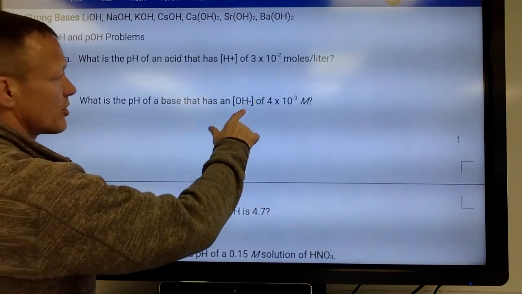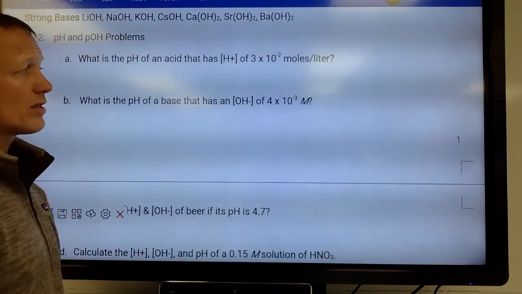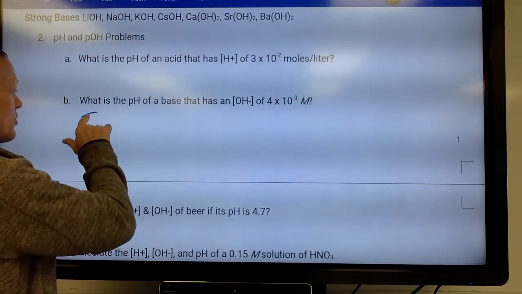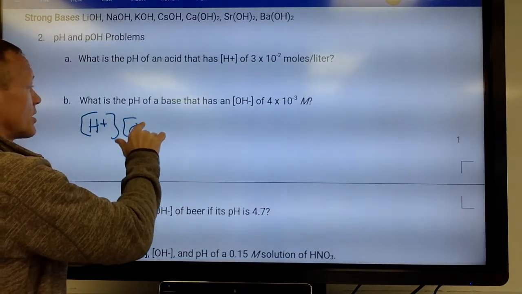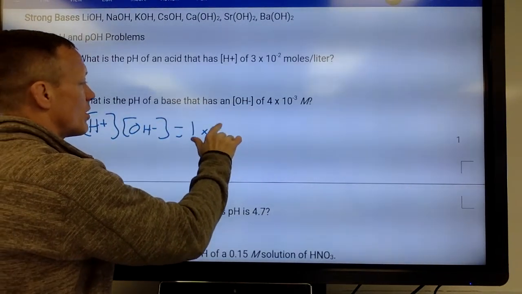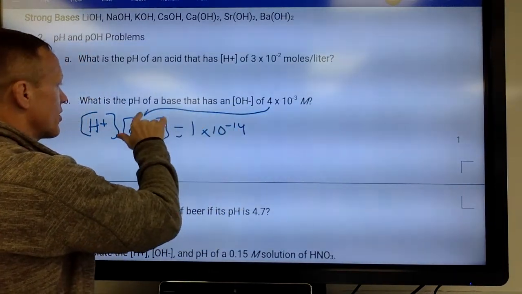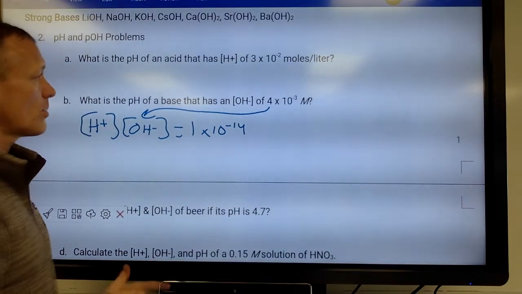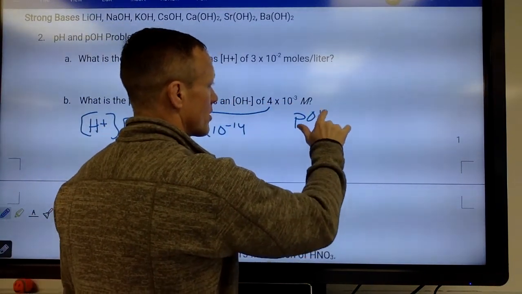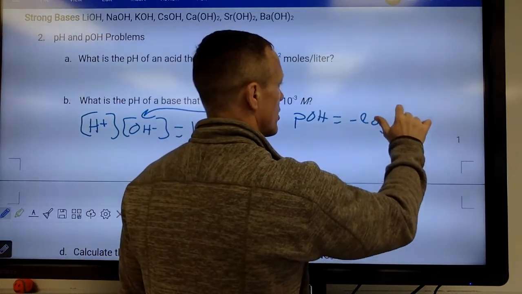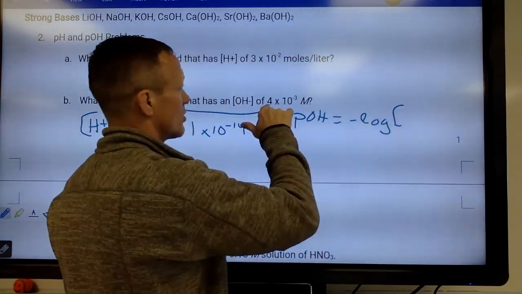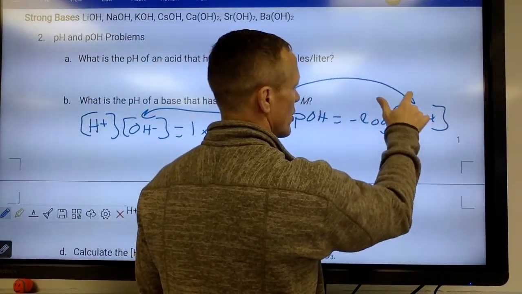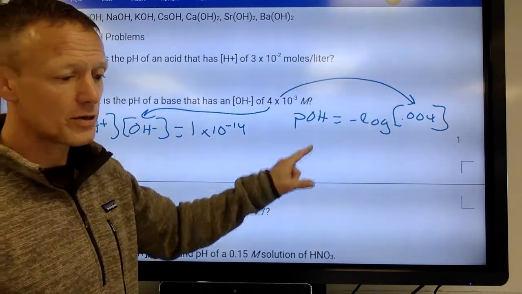What is the pH of a base? That's the concentration OH negative of that. So if I was doing this, there's a couple ways I could do it. I could use this equation, concentration H plus times concentration OH negative equals 1 times 10 to the negative 14th. I could plug this in right there and solve for H plus, and then do the negative log of that to get pH. Or I can find the pOH of this. So pOH equals negative log of the concentration of OH negative, which is 0.004 in this case. So I can plug that in there for concentration OH negative, which gives me the pOH.